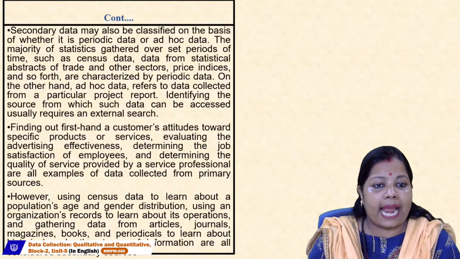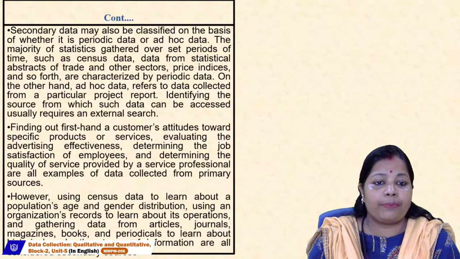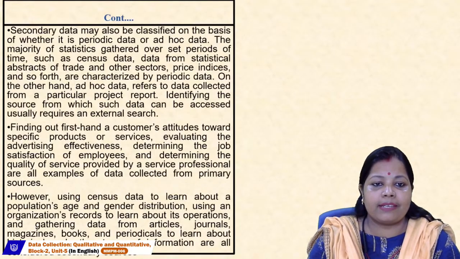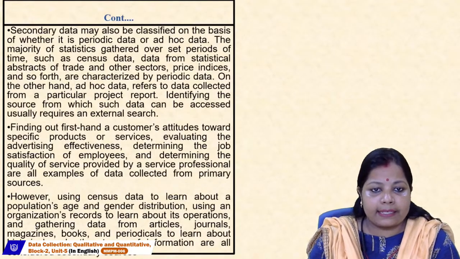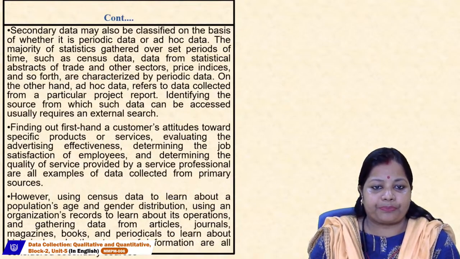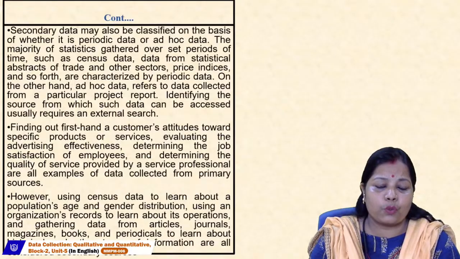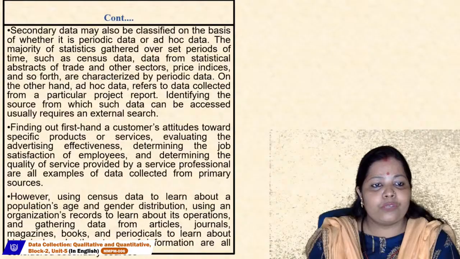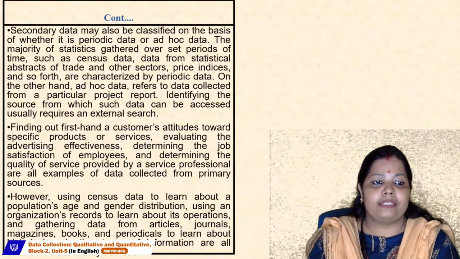On the other hand, ad hoc data refers to data collected for a particular project report. It is known as ad hoc because the project is very temporary, and the data collected for that project is known as ad hoc data. Identifying the source from which such data can be accessed usually requires external research.